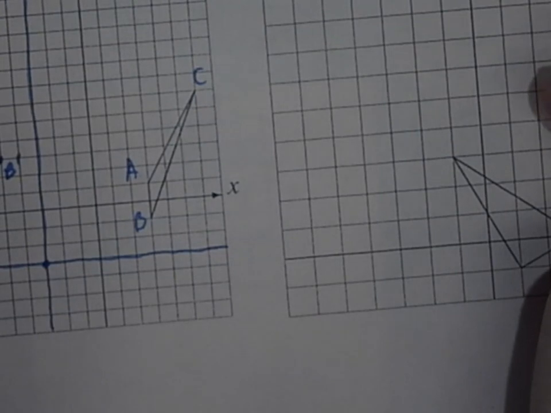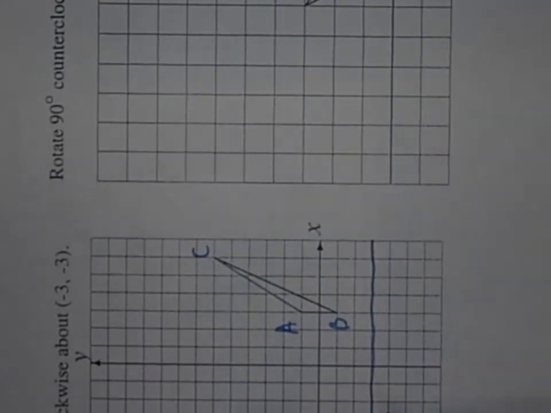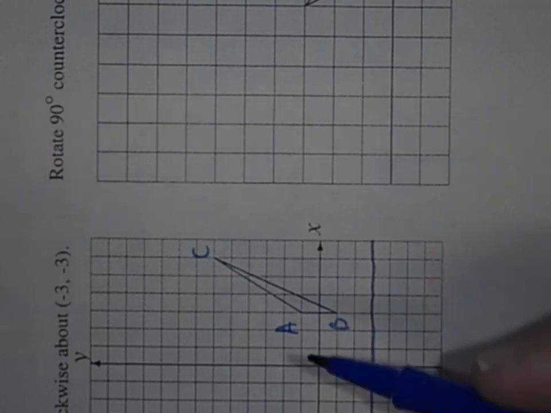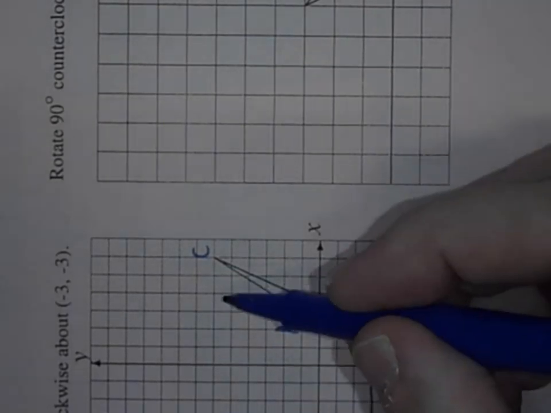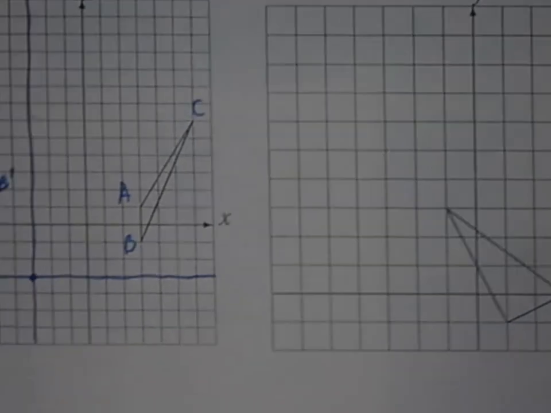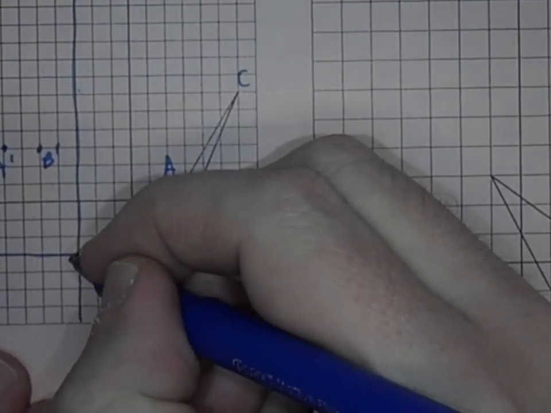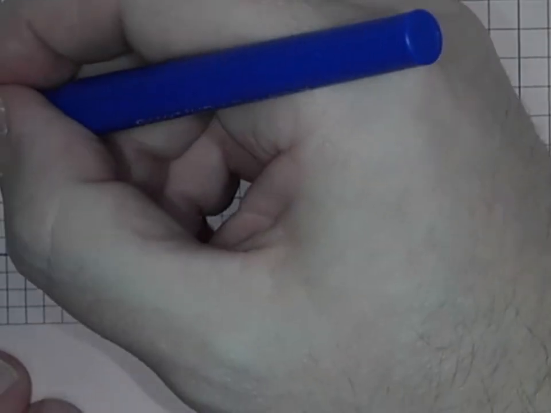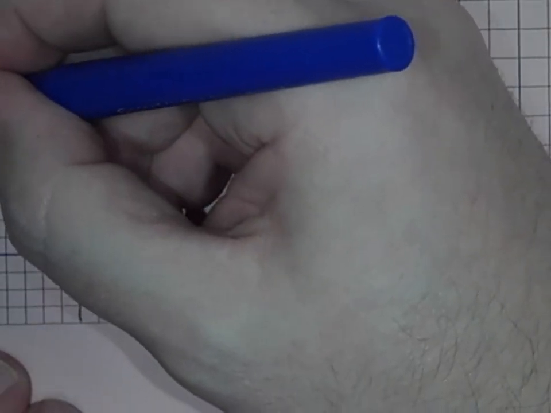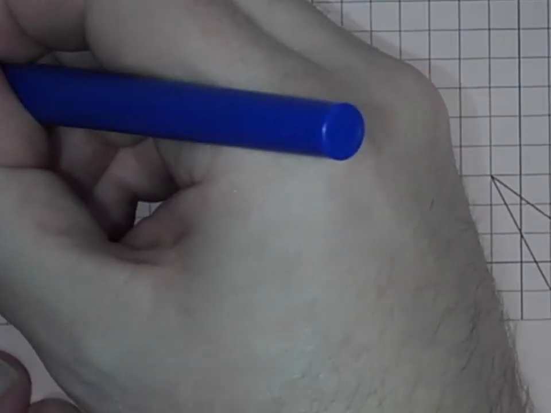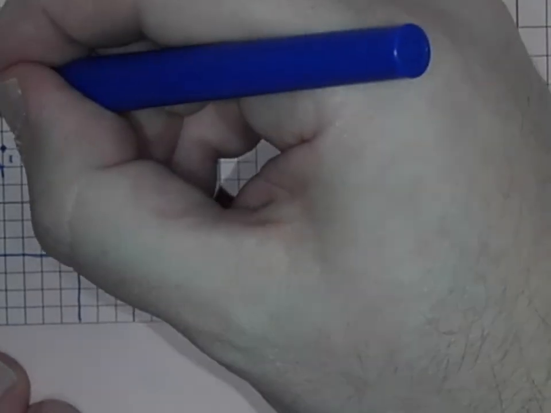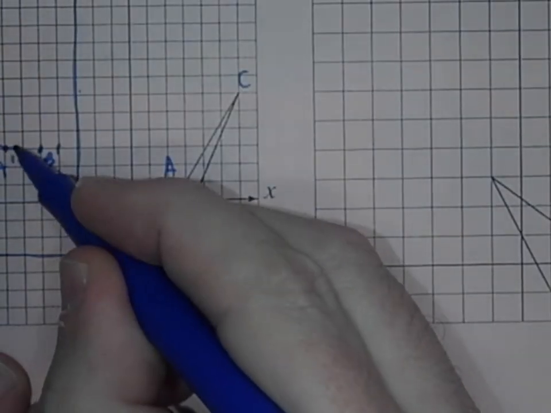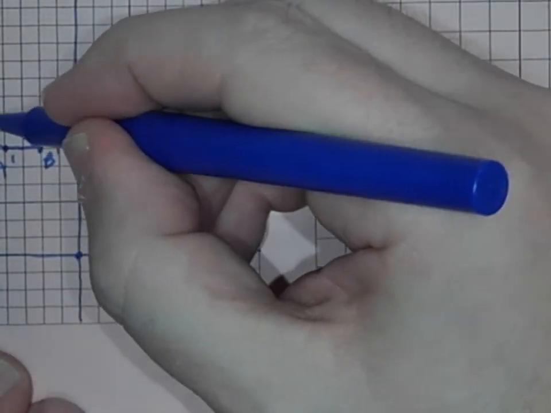And then C is left 4, 5, 6, 7, 8, 9, and up 6, 7, 8, 9. So 9 and 9. So left 9 and up 9. So that's 4, 5, 6, 7, 8, 9. And then that's 6, 7, 8, 9. There's C prime. So here's my new weird, dumb-looking triangle.